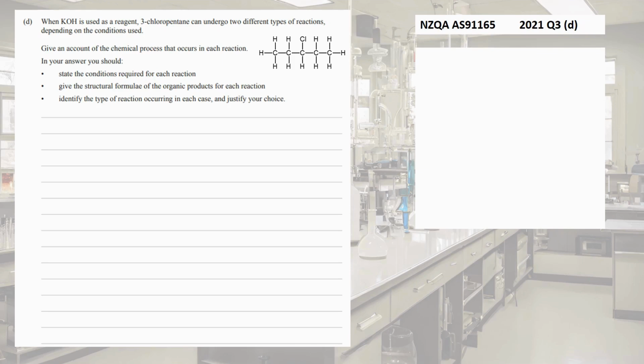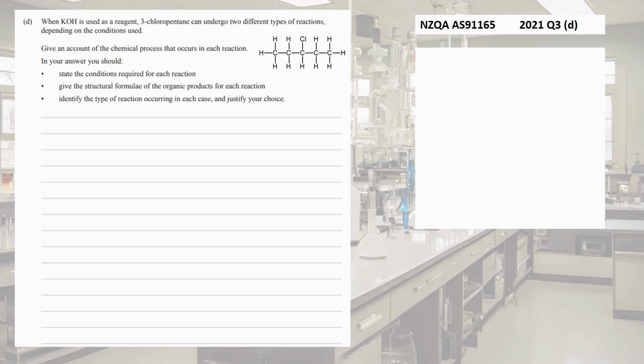So when we answer this question, we have to give an account of the chemical processes that occur, and so it means we're going to give detail about what happens in the reaction. The conditions required relate to, remember, is it aqueous or is it dissolved in alcohol? The structural formula of the product is something that we will work out when we go through. And the type of reaction, remember, is elimination or addition. Sorry, not addition, substitution. I had that a bit wrong.